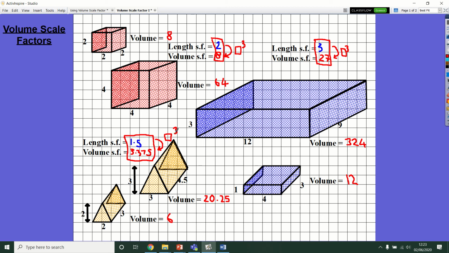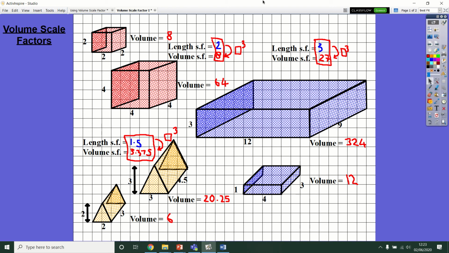Okay, so very similar to yesterday. Rather than squaring, we're now cubing. And again, if I give you some shapes that are now in 3D, you should be able to tell me some missing lengths and missing volumes, and I'm going to throw in some area in there as well, just to make sure everything is all in one place.